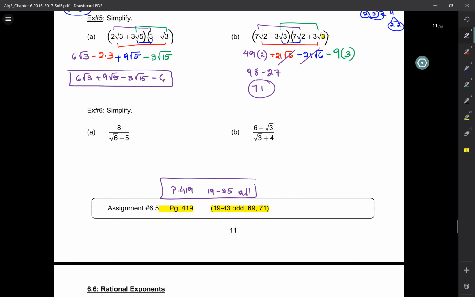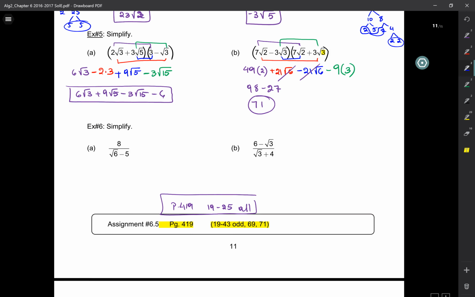All right, so for these ones, we have to rationalize, meaning we have to multiply by the conjugate. So if it's root 6 minus 5, we multiply by root 6 plus 5, and we got to do it for both.